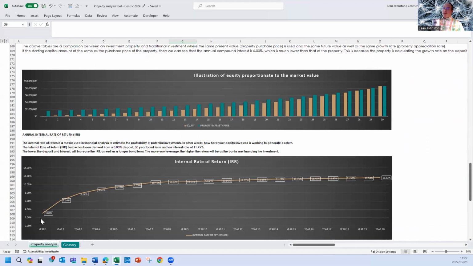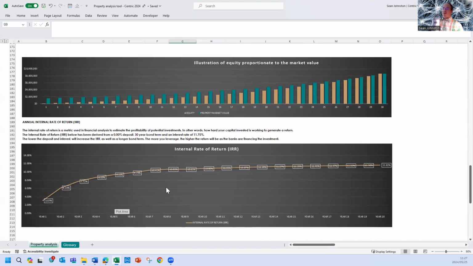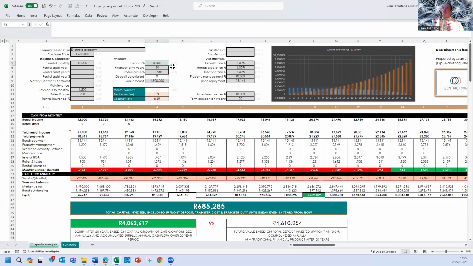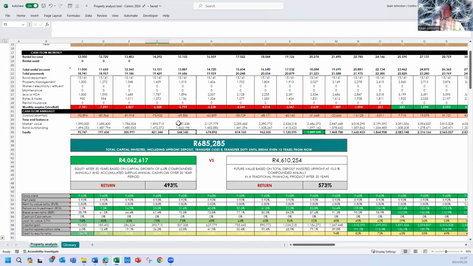Internal return. This is a snapshot over 20 years. As I mentioned before, the more money you put into the property as an opportunity cost, your internal return drops quite significantly. 3% in year 1, 6.14, 7.72, etc. And then eventually gradually goes to double digits. Now, if I were to put in no money, that is with money, sorry.